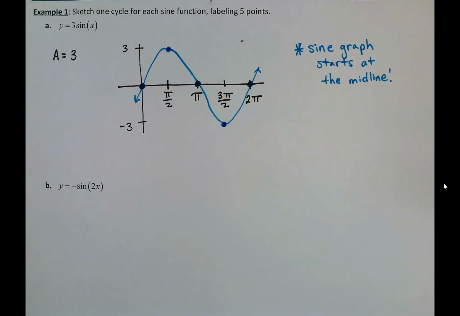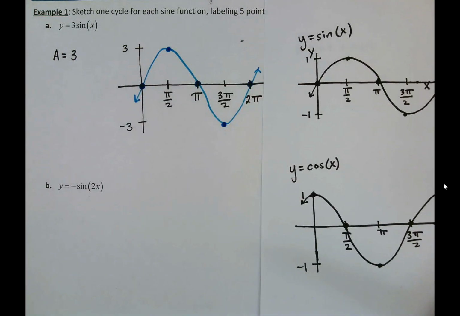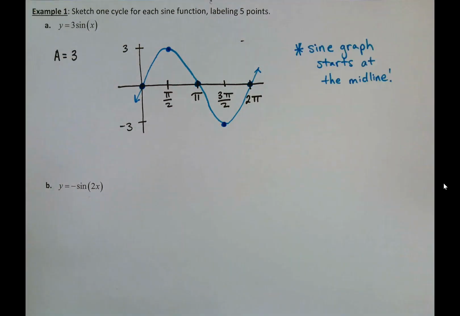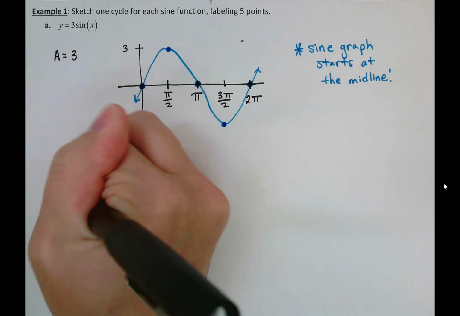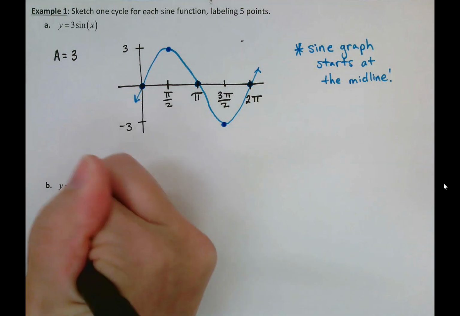Okay, so again, it looks almost identical to our original sine graph. We just made our amplitude now be a factor of 3 instead of 1. So for our second function, we now have a negative in front of our function. So the negative does not affect the amplitude. It still has a factor of 1, so the amplitude is 1.